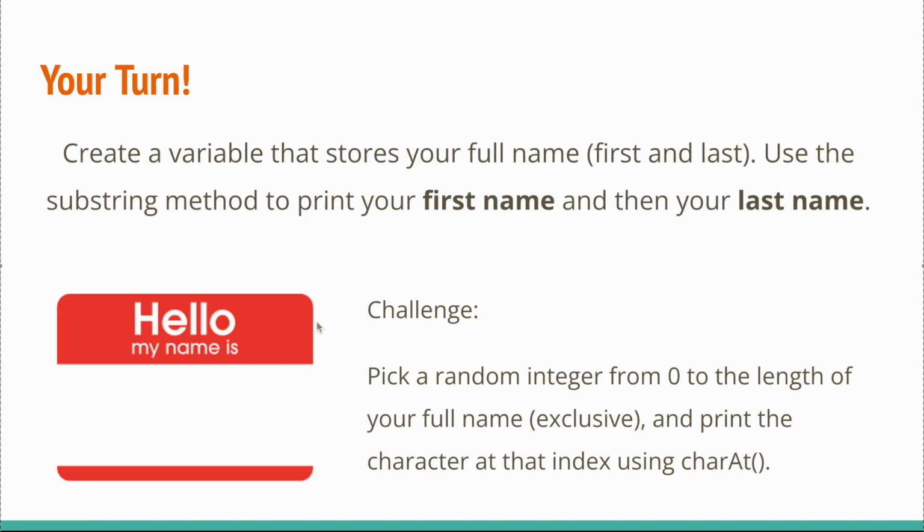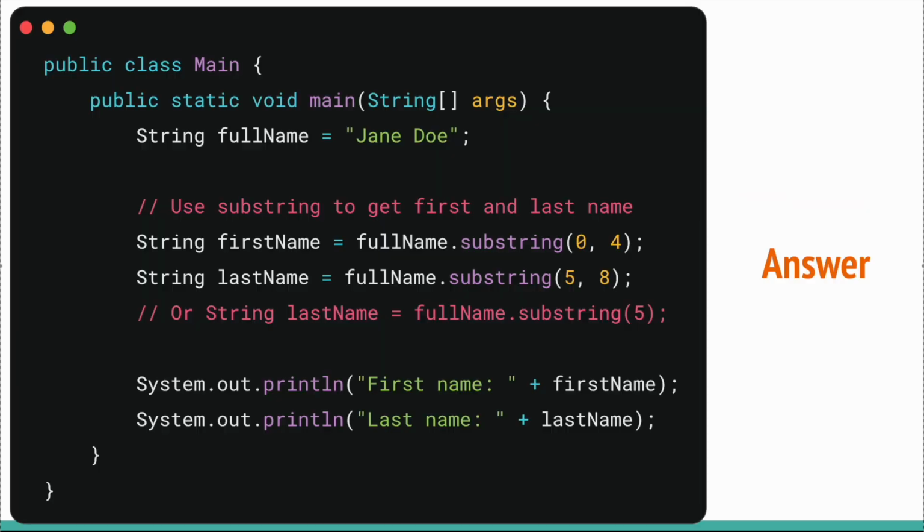So now it's your turn. Create a variable that stores your full name, first and last, and use the substring method to print your first and then your last name. An extra challenge, if you have time, is to pick a random integer from 0 to the length of your full name exclusive and print the character at that index using the charAt method. So give this a go and come back to this video to see some answers to both parts of this exercise.